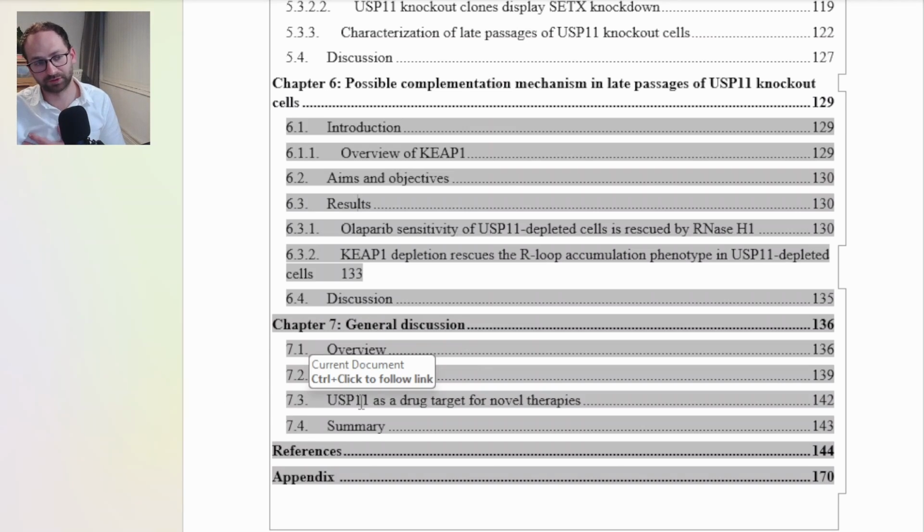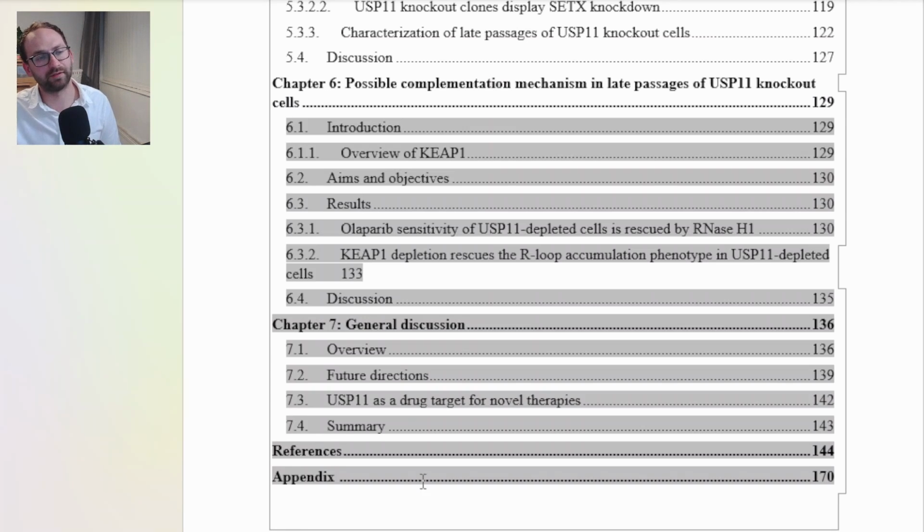Suggestion that this protein called USP11 could be used as a drug target for novel therapies. So again, this falls under future directions, and it could be a subsection of future directions, but it was such an important part for me. I wanted to make this a heading in its own right.